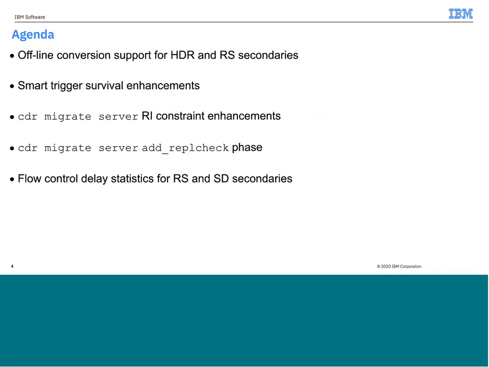There are about 3 or 4 things we're going to talk about today. The first one has to do with an offline conversion support for HDR and RS secondaries where you want to make a major migration between different fix packs or even between different versions of the engine. There's a very nice enhancement here. It's still going to require an outage, but as you're going to see, it doesn't require reinitializing the secondaries, which is really, really nice. We'll talk about enhancements to smart trigger functionality.